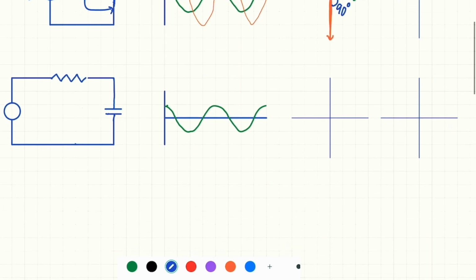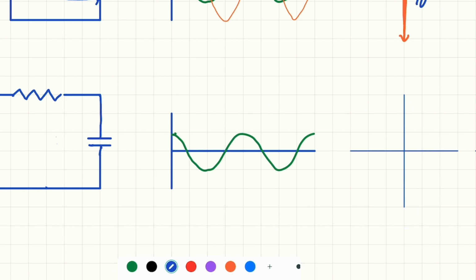Now let's look at this case. If we have a circuit where the resistor and the capacitor are connected in series, then according to Kirchhoff's law, the current passing through the resistor and the current passing through the capacitor are equal.